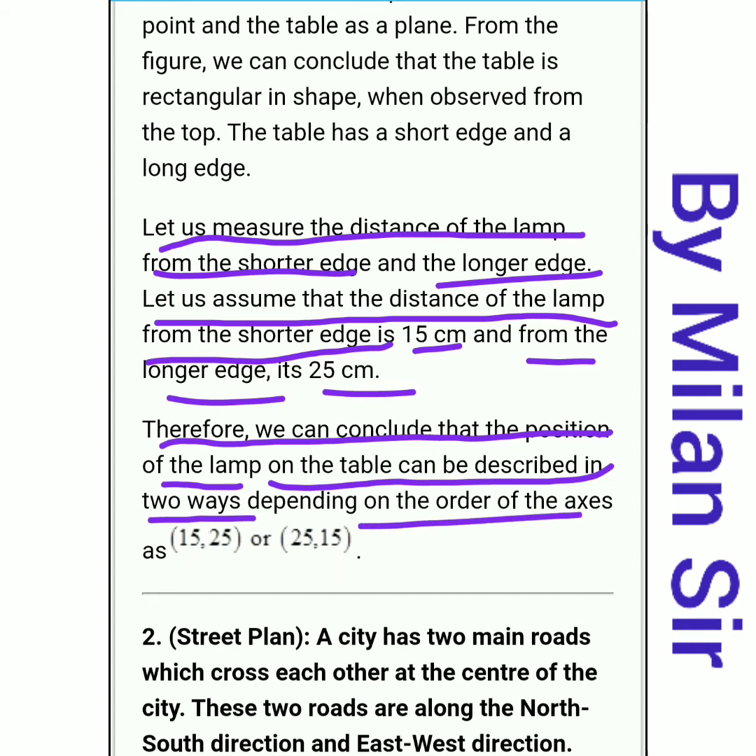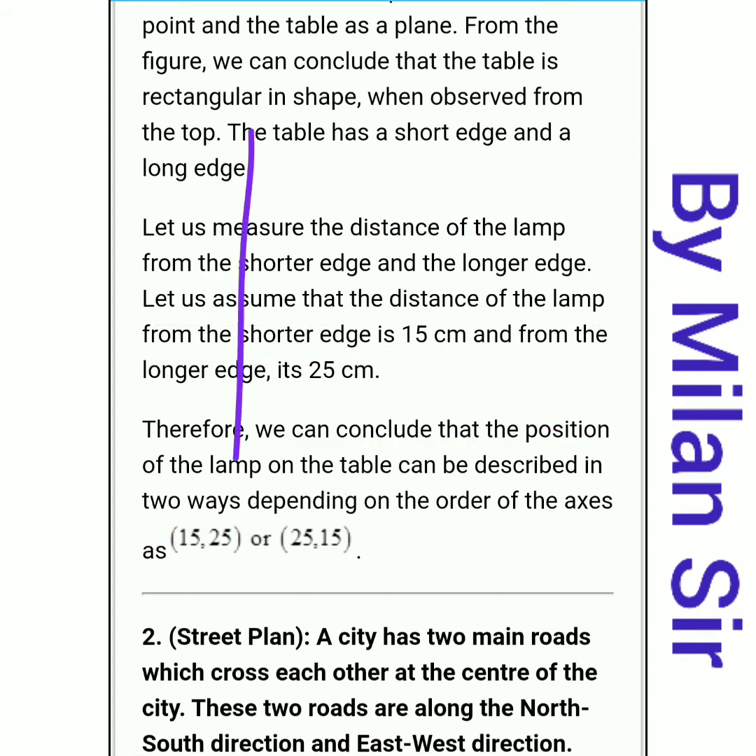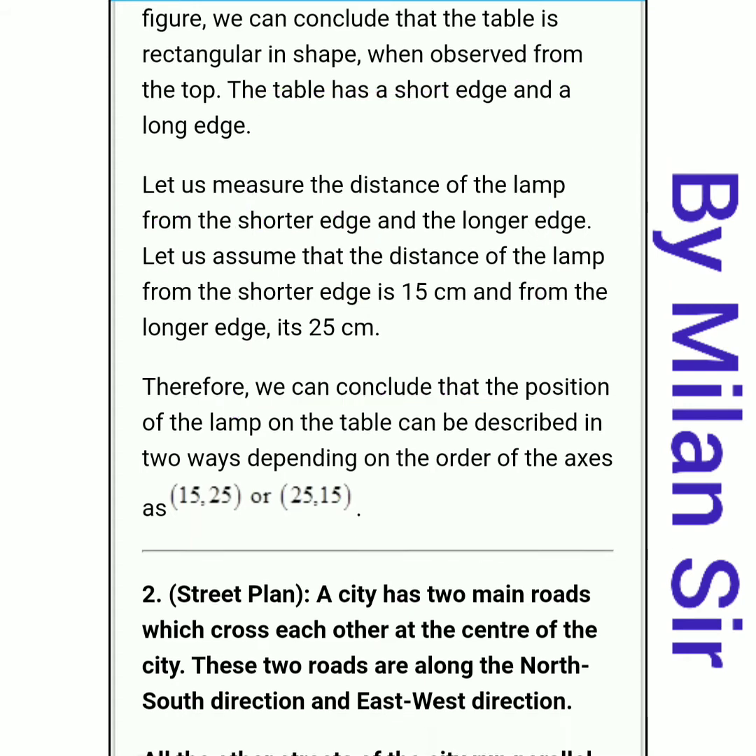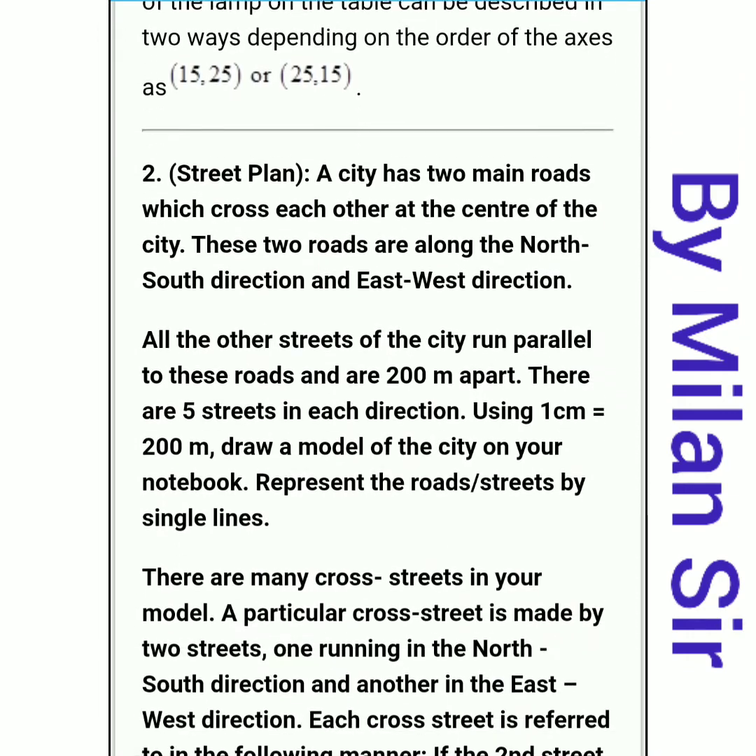Therefore, we can conclude that the position of the lamp on the table can be described in two ways depending on the order of the axes: 15, 25, otherwise 25, 15. That means first of all we need to consider one table, then one lamp, and we need to find the coordinates. If this is the x-axis and this is the y-axis, then 15, 25. Otherwise, if this is our y-axis and this is our x-axis, then 25, 15 is the coordinate of our lamp. So by coordinates we can describe the position of the lamp.